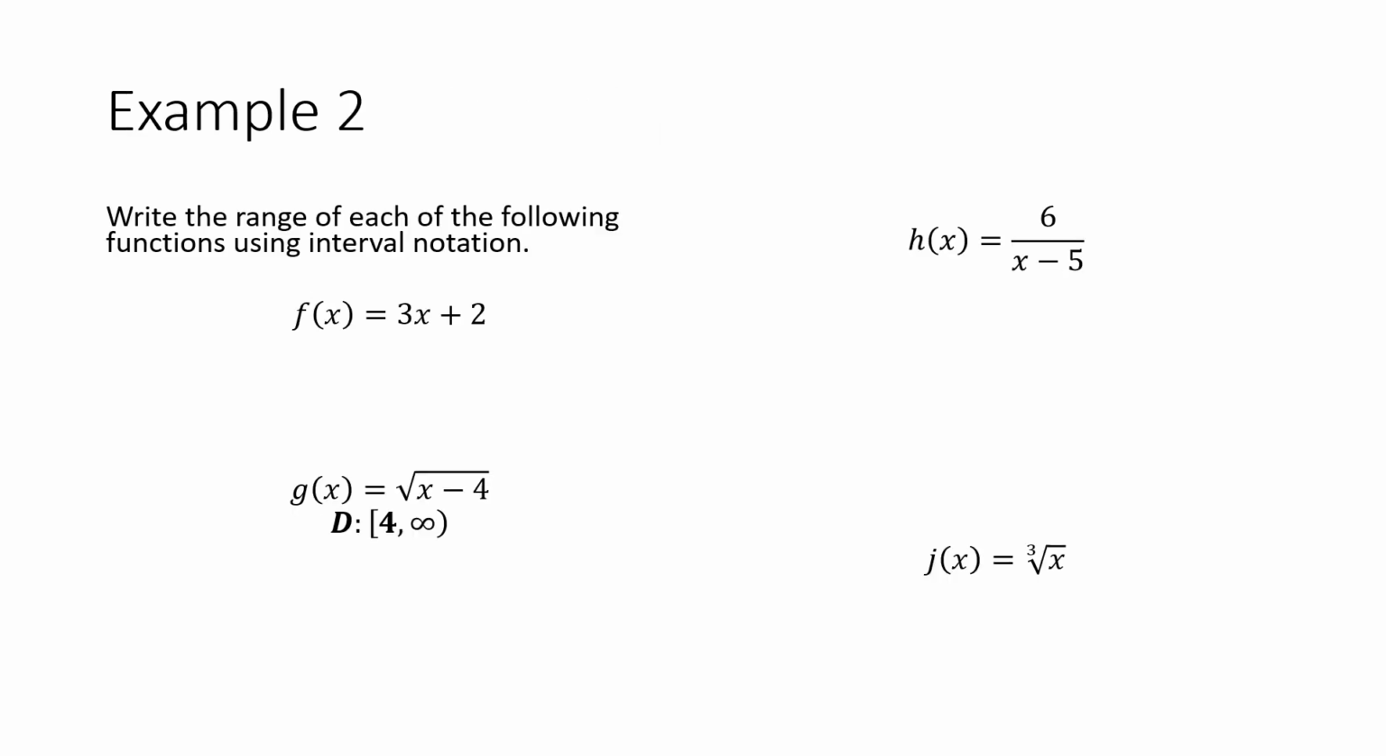Oh, whoops, that one popped up early. So we've got the square root of x minus 4. Notice I've got the domain written the same way there. That's a reminder from last time. But we'll look at f, g, h, and j.